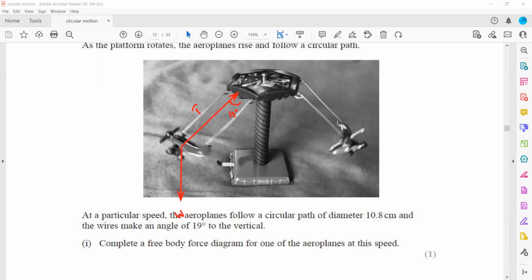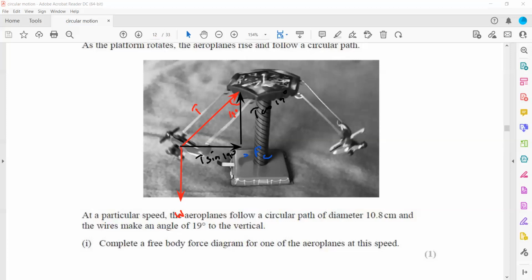Weight is acting downward, so there will be a centripetal force. This tension will have 2 components. The one which is along the angle will be T cos theta, so this will be T cos 19. And the one which is against the angle is T sin 19. T sin 19 is directed towards the center, so it is responsible for centripetal force. So Fc, the centripetal force, is T sin 19. And T cos 19 is acting upward, weight is acting downward, so they both balance each other.